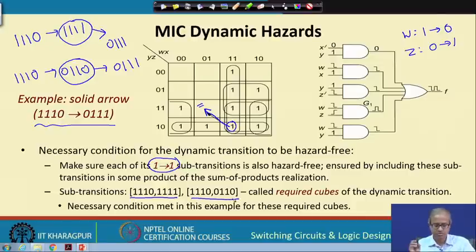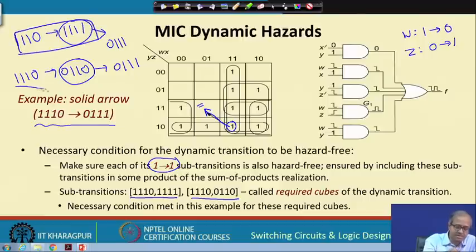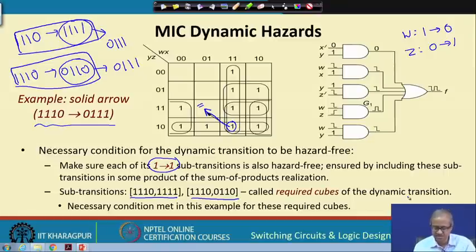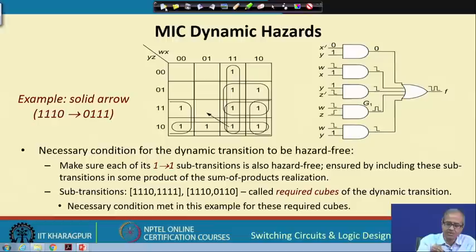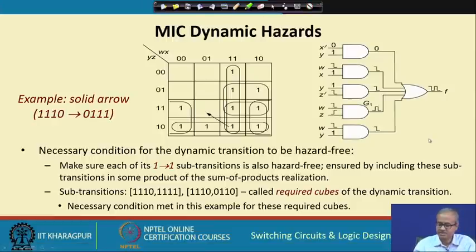talking about. So, what we are saying is that to make an MIC dynamic hazard free, you identify all the sub transitions, like here I have identified the sub transitions. I said that one sub transition can be this, another sub transition can be this, it leads to a temporary state, and all these sub transitions must be hazard free separately, they must correspond to required cubes. So, if you ensure this, then your implementation will be dynamic hazard free.